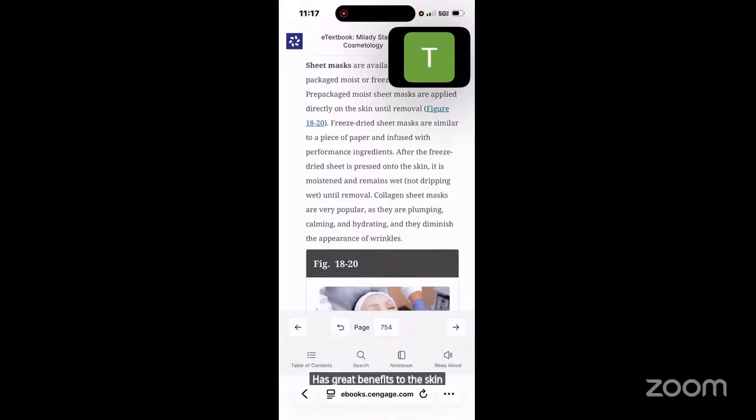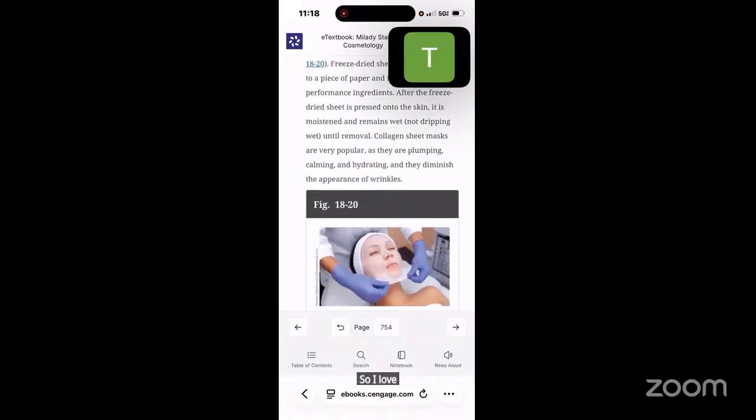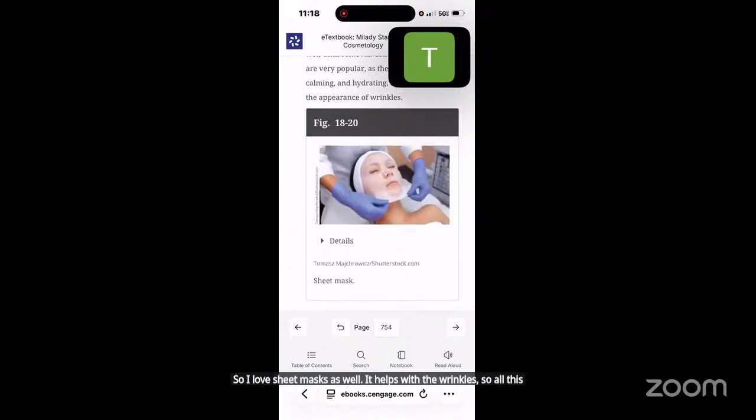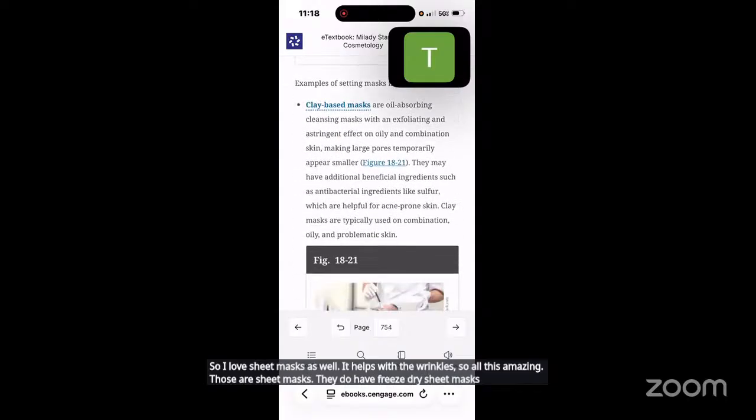It delivers collagen. It delivers pigmentation components of vitamin C, so hyaluronic acids. It hydrates. Okay, so I love sheet masks as well. It helps with the wrinkles. So all this is amazing. Those are sheet masks. They do have freeze dried sheet masks. We need to try those also.